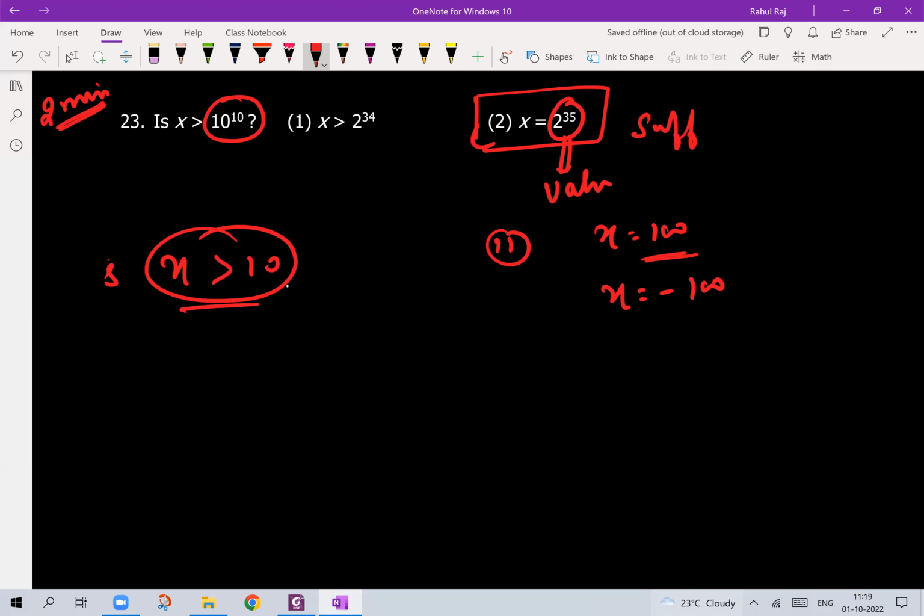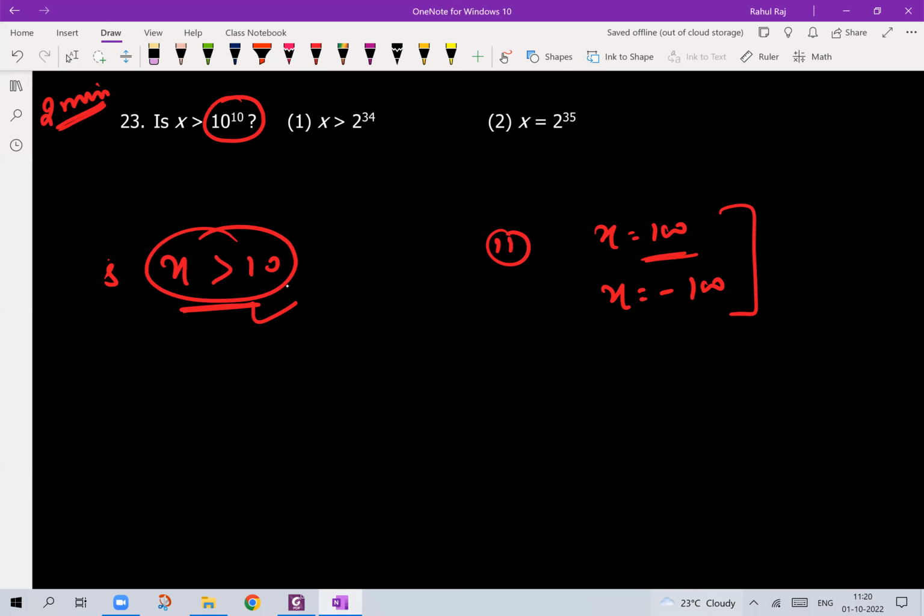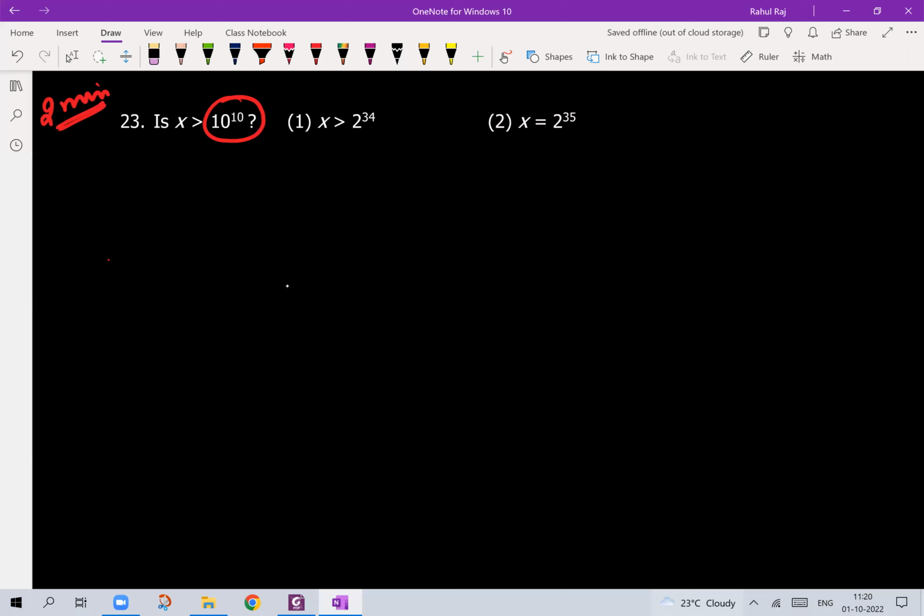My question is x greater than 10? Option number 2 says x is equal to 100, you will mark it sufficient. Either way, if option number 2 says x is equal to minus 100, you will still mark it sufficient because you know that this is one value for sure. This may be greater than 10, this may not be greater than 10. Simple logic, right? So statement number 2, you don't have to think at all, because confirm yes, confirm no, you will get either one answer for sure. So this is sufficient.